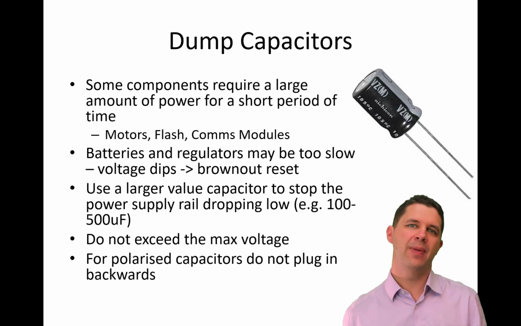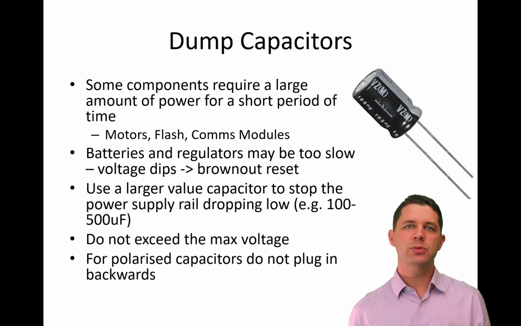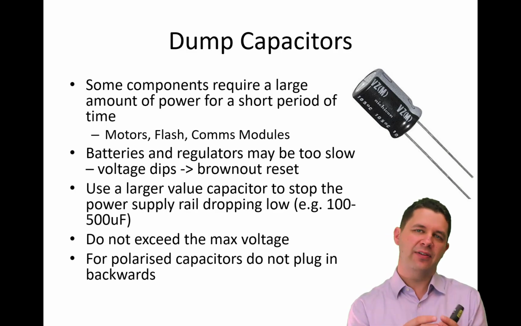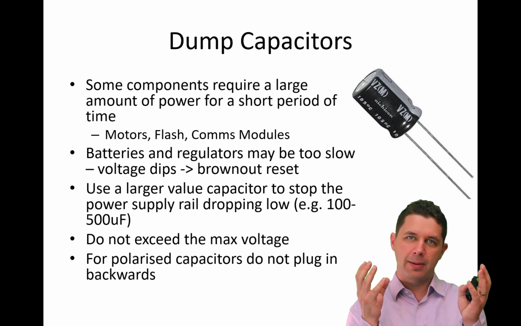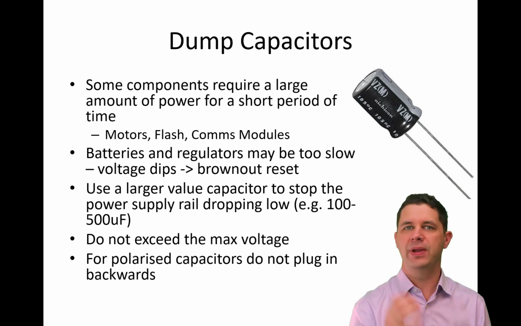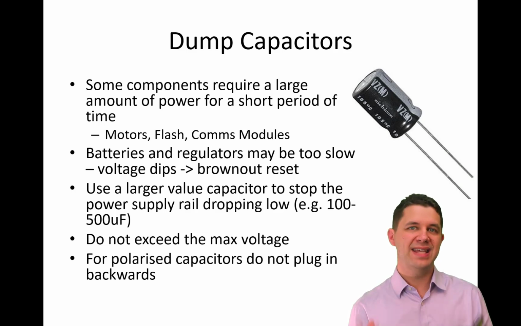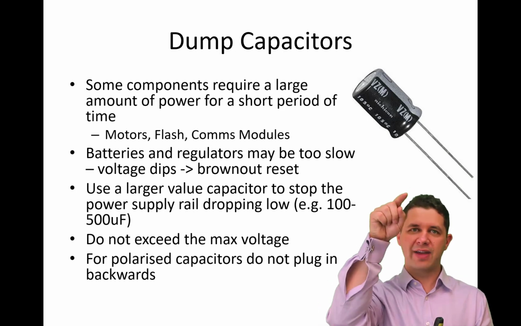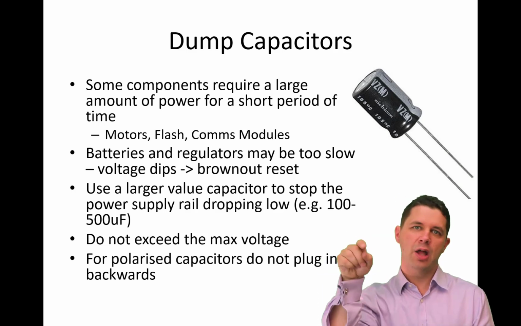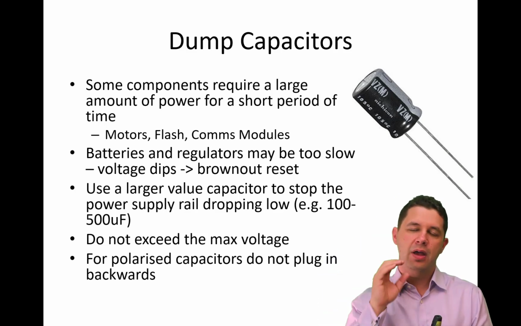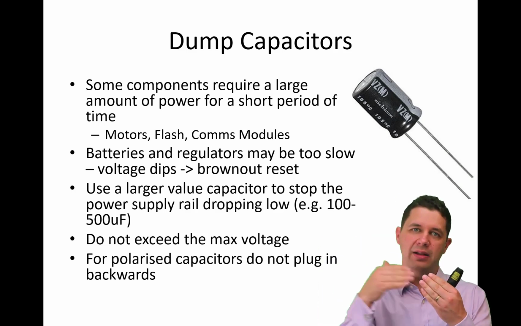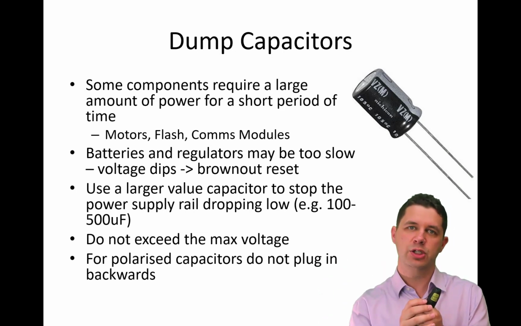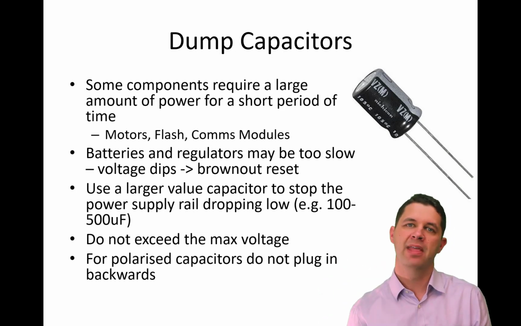Well, our next type of capacitors are our dump capacitors or our smoothing capacitors. And sometimes we need a large amount of current, sort of a chunk of instantaneous power for a short period of time. Good examples of this are motors, where we start a motor, and basically when a motor starts up, it uses a huge amount of current, and then it gets lower as the back EMF kicks in, and we have a lower current that's going through there once the motor is actually spinning.